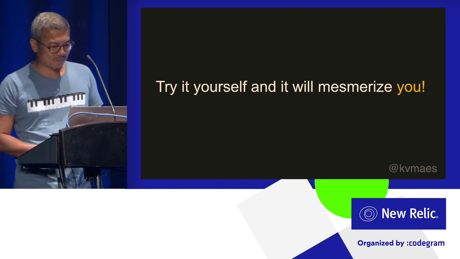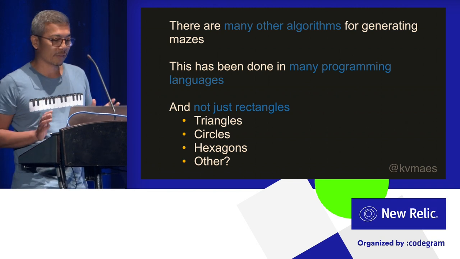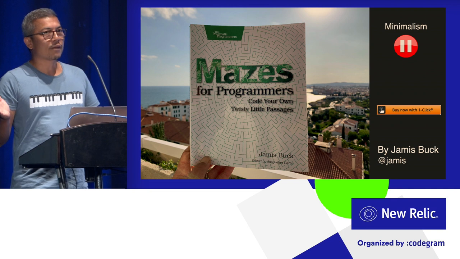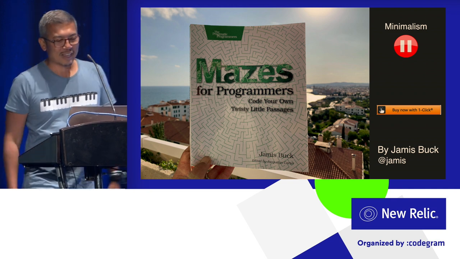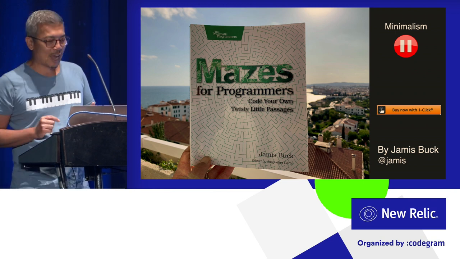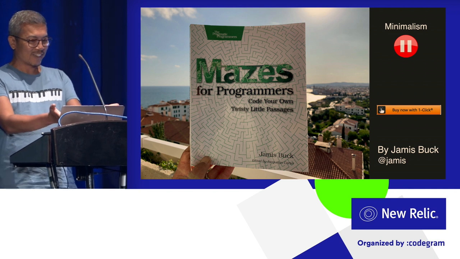Okay, so meanwhile, back in the presentation that I just created, you should try this yourself, and it will mesmerize you. There are many other algorithms for generating mazes, and this has been done in many other languages, and not just rectangles, lots of other cool shapes. So then I found out that somebody wrote a book about this. So I temporarily suspended my minimalism just long enough to hit the one-click button on Amazon, and it arrived just before this trip, and it's the one and only book I have in CJS. Look, there it is in CJS.